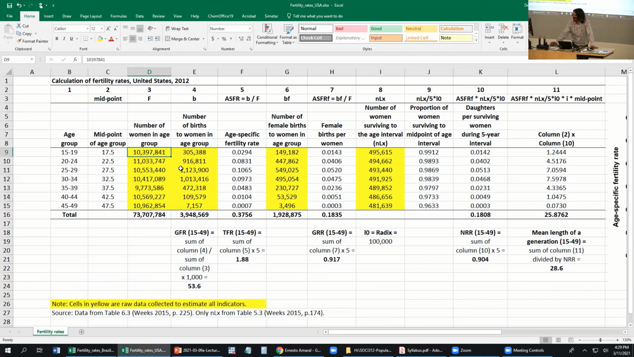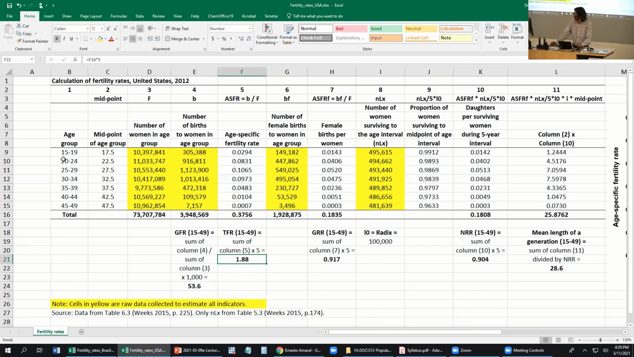So I have the number of women for each one of these age groups and how many births happen to women in exactly those age groups. So I have a total of 73 million women between the ages of 15 to 49 in the US and 3.9 million births to those women. If I get this number here and divide by this, that is the age-specific fertility rate. I do all that, I sum all these rates, multiply by 5, I get the total fertility rate of 1.88.